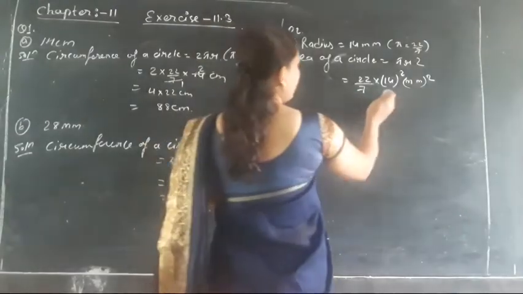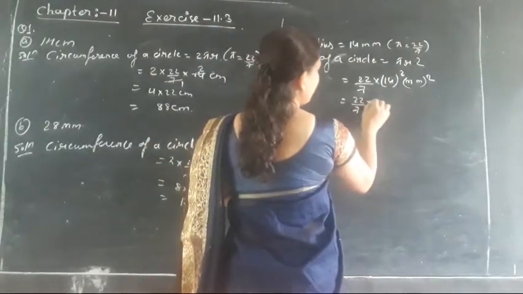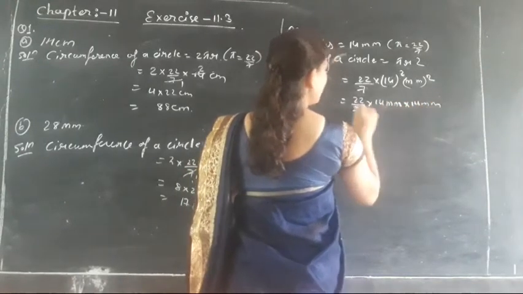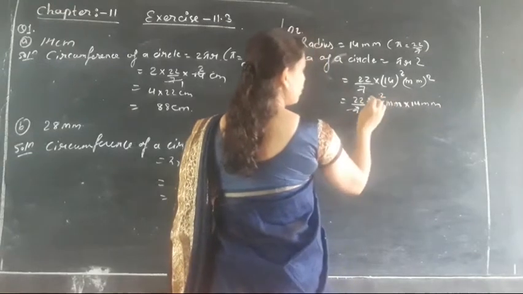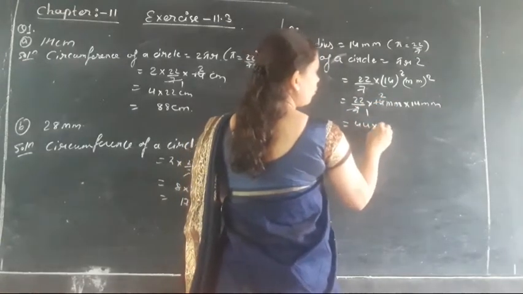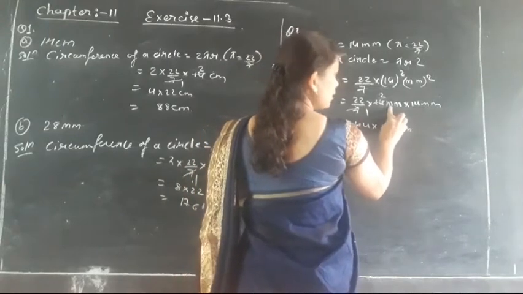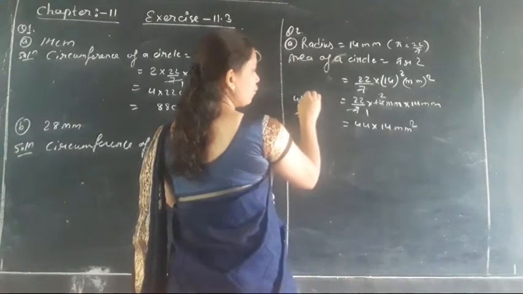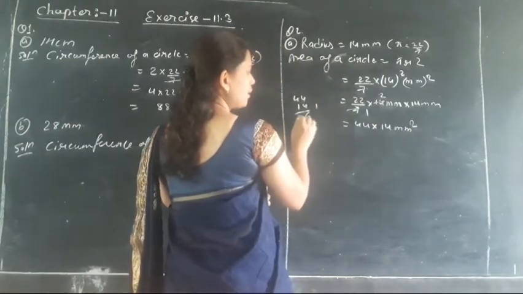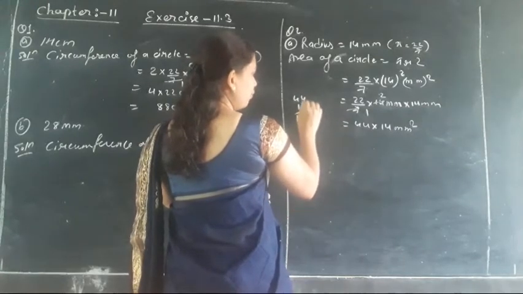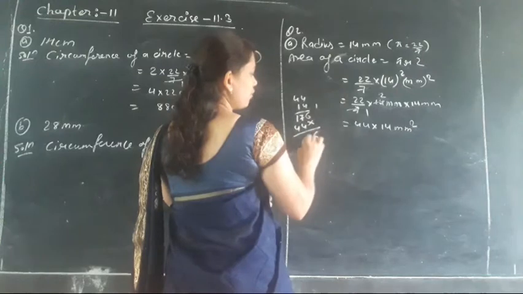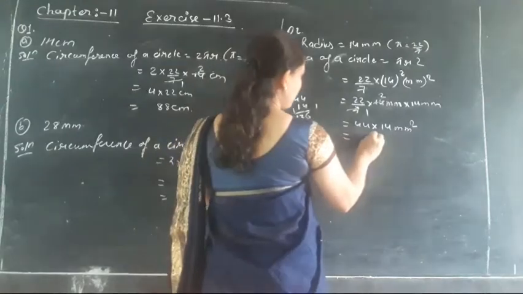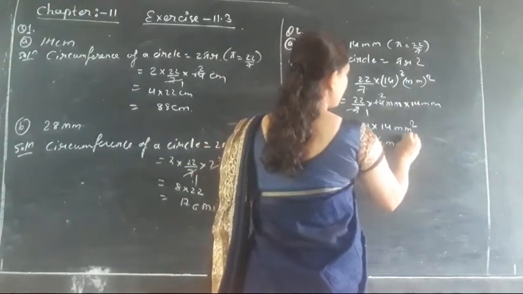Okay? So here we can say that 22/7 into 14 mm into 14 mm, isn't it? So 7 ones are 7, 7 twos are 14. So 2 into 22 will be 44. 44 into 14 millimeter. This millimeter will be multiplied. It will become millimeter square. Now 44 into 14. So 4 fours are 16 plus 1 is 17 into 4. So how much will it become? So the answer will be 616 millimeter square.